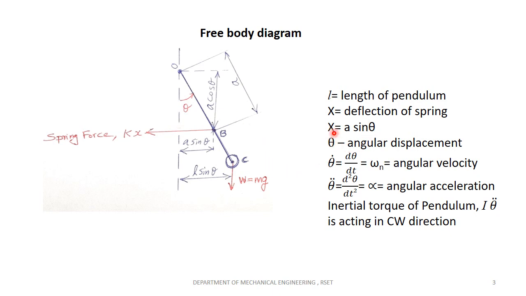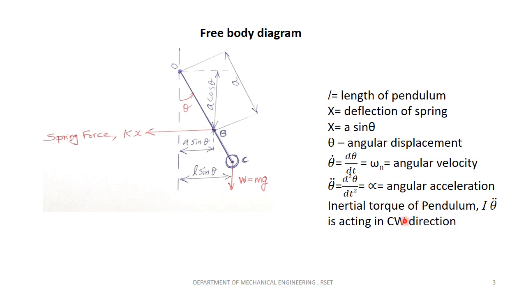Now you can see here the deflection of spring is A sin theta. Theta is the angular displacement, theta dot is the representation for angular velocity, and theta double dot is the representation for angular acceleration. And you need to consider the inertial torque of the pendulum. In which direction is the inertial torque acting? I have displaced the pendulum towards the counterclockwise direction, so the inertial torque of the pendulum will be in the clockwise direction. Here it is written that the inertial torque of the pendulum is clockwise.